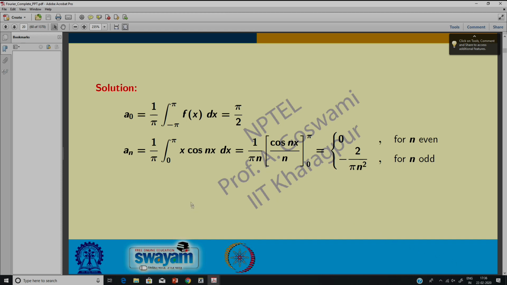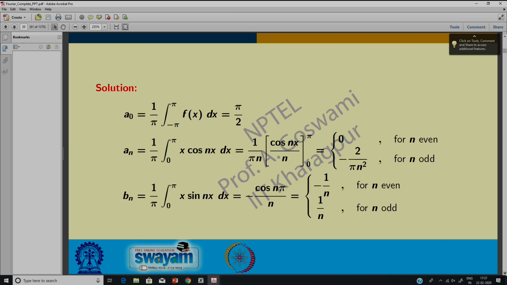Your a n is 1 by pi, integral from 0 to pi of f(x) cos n x dx. Your f(x) is, sorry, from minus pi to 0 the value of the function is 0. So, it will become 1 by pi, integral 0 to pi of x cos n x dx. If you evaluate the integral, you will obtain this result. Similarly, you can obtain the b n value.